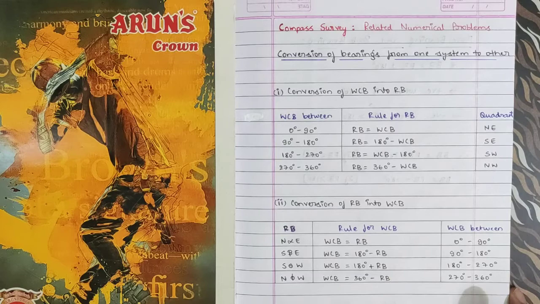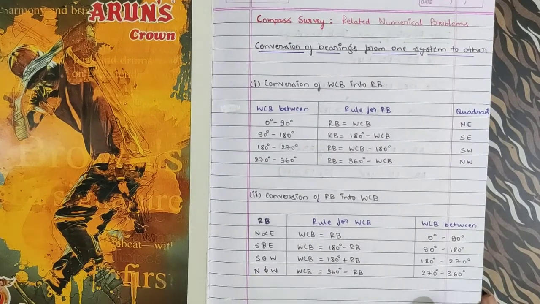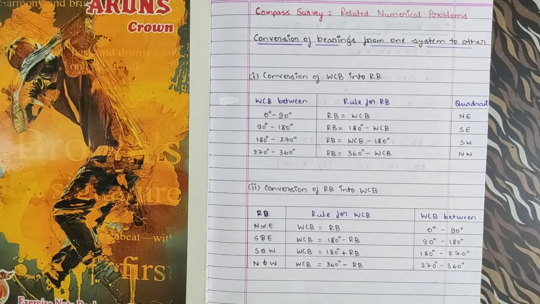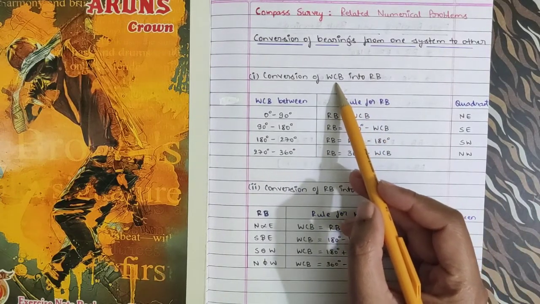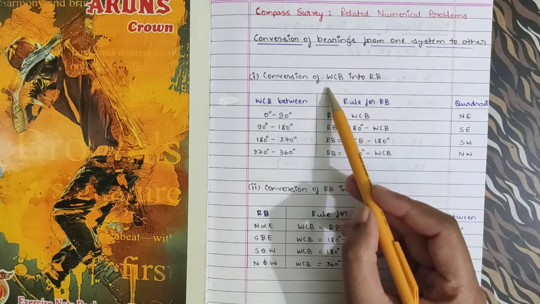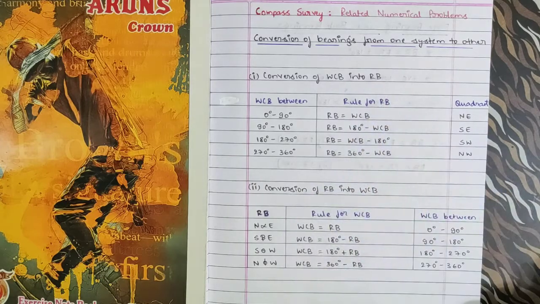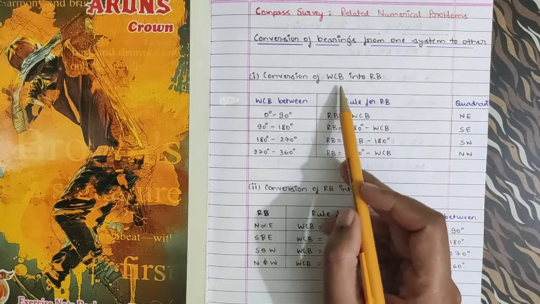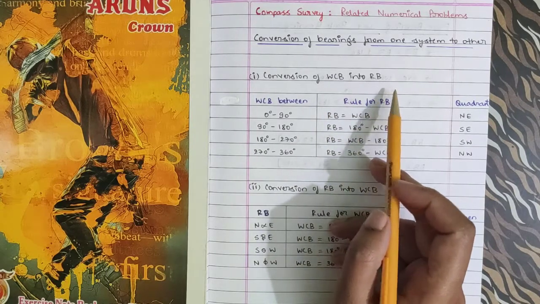Now we shall see the conversion of bearings from one system to the other. As I have already explained, we have two systems of bearings. One is the whole circle bearing system and the other is the reduced bearing system. First we shall see the conversion rule for whole circle bearing to reduced bearing.